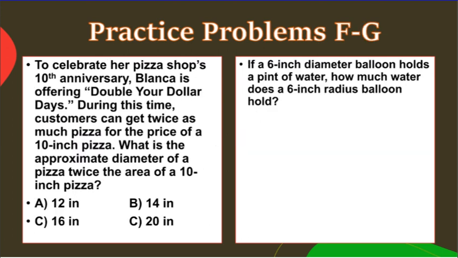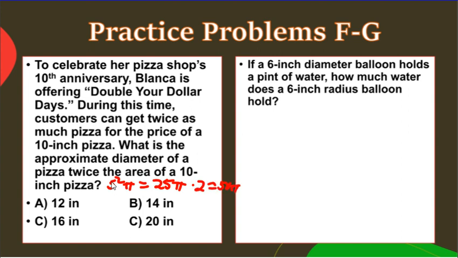And our last problems. To celebrate her pizza shop's 10th anniversary, Laka is offering double your dollar days. During this time, customers can get twice as much pizza for the price of a 10-inch pizza. What is the approximate diameter of a pizza twice the area of a 10-inch pizza? Well, first off, we need to find the area of a 10-inch pizza. And a 10-inch pizza would have a radius of 5, so 5 squared times pi gives us 25 pi. So twice that amount would have to be about 50 pi.